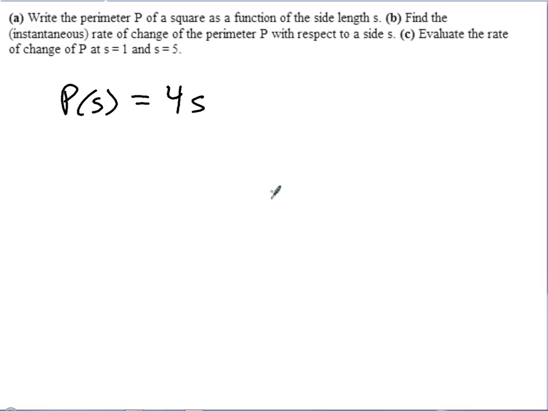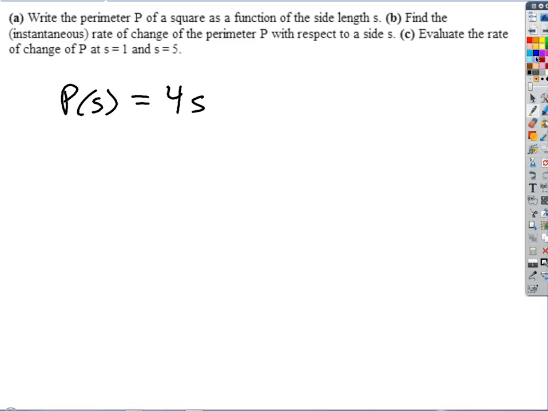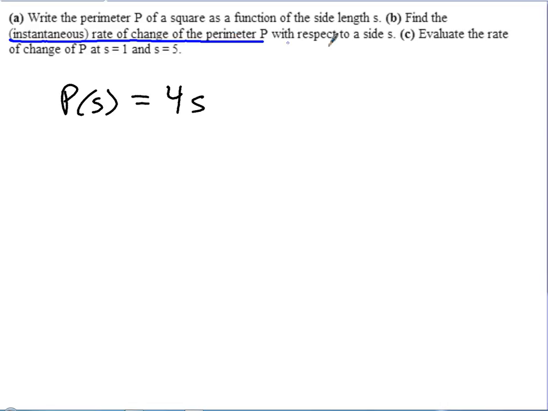Then it wants to know, find the instantaneous rate of change of the perimeter with respect to side length s. So what in the world does that mean? That's a little strange. We haven't seen anything quite like that yet. That's a derivative. The instantaneous rate of change of the perimeter with respect to s is just this. That's how we interpret that derivative. This is telling us how fast perimeter is changing with respect to s. And here's how, for now, we can kind of justify that.